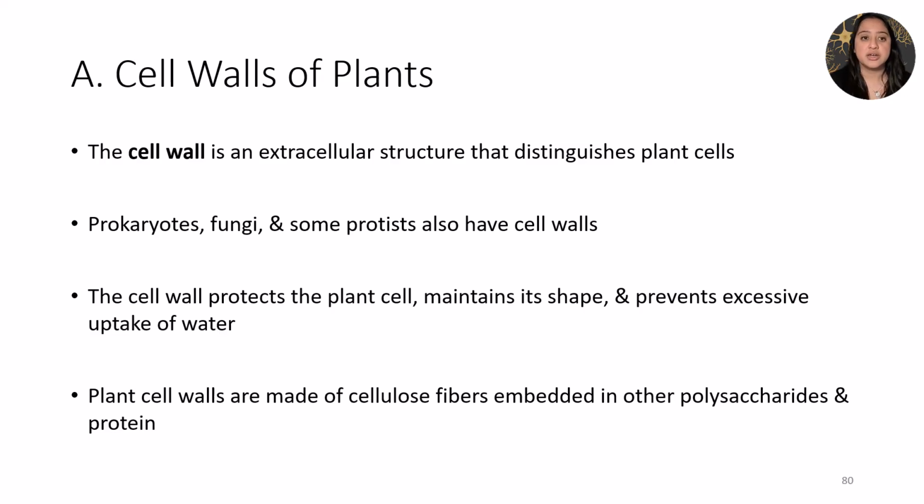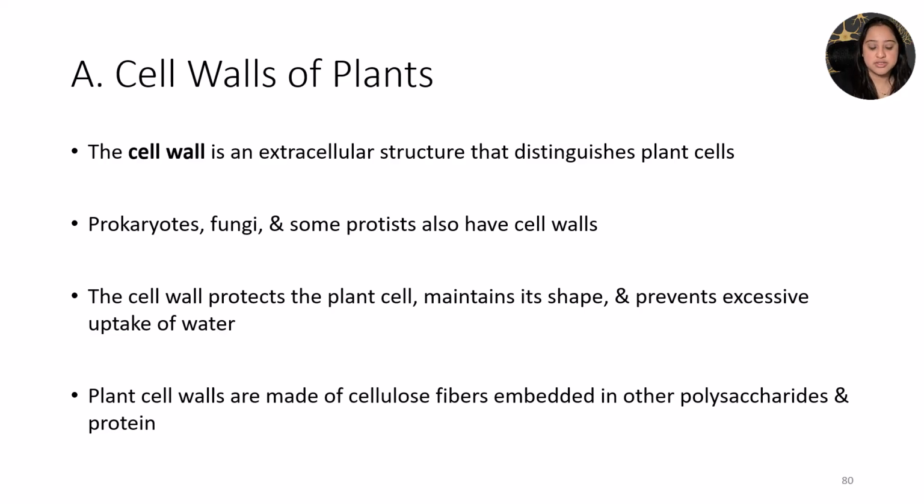So one extracellular structure is the cell walls of plants. A cell wall is an extracellular structure that distinguishes plant cells from animal cells. So this is another thing that is different, and it's only in plant cells. So the cell wall and chloroplasts. Prokaryotes, fungi, and some protists also have cell walls, but they're made out of different stuff. There are different materials that can make the different cell walls.